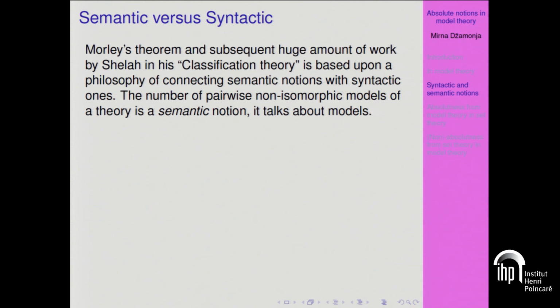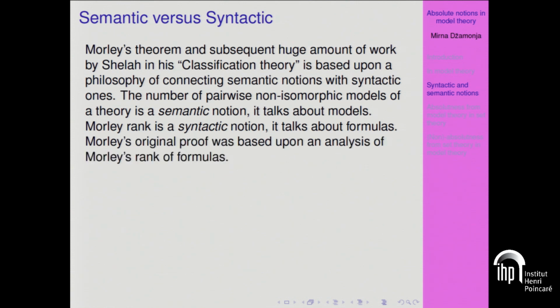For example, the number of pairwise non-isomorphic models of a theory is a semantic notion. It talks about models. And when you look at that notion, you wouldn't have any reason to think that it will be in any sense absolute, even in the categorical case. But it turns out that this semantic notion is connected with a syntactic notion. So Morley rank is a syntactic notion. It talks about formulas.